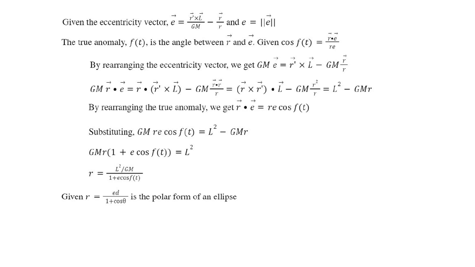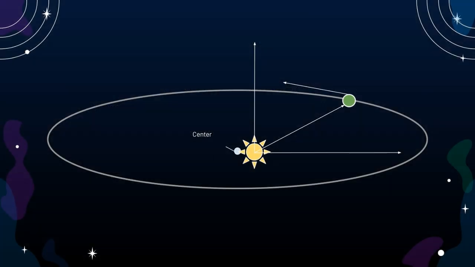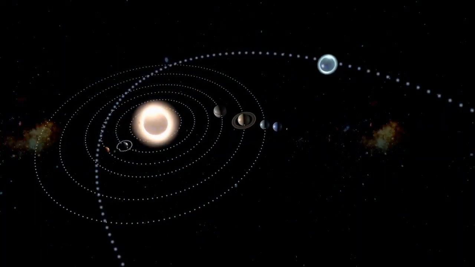Given that r equals ed over 1 plus cosine theta is the polar form of an ellipse, we can prove that the path of the vector-valued function r of t is elliptical and the object's orbit is an ellipse. Kepler's first law is the foundation of much of modern-day astronomy and the mathematics and physics of orbits, a field known as orbital mechanics.